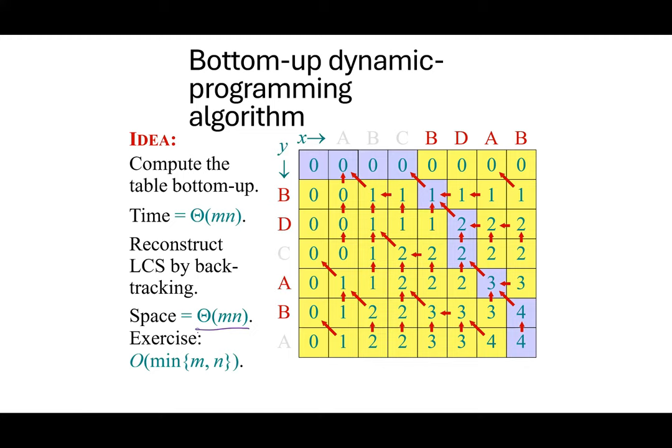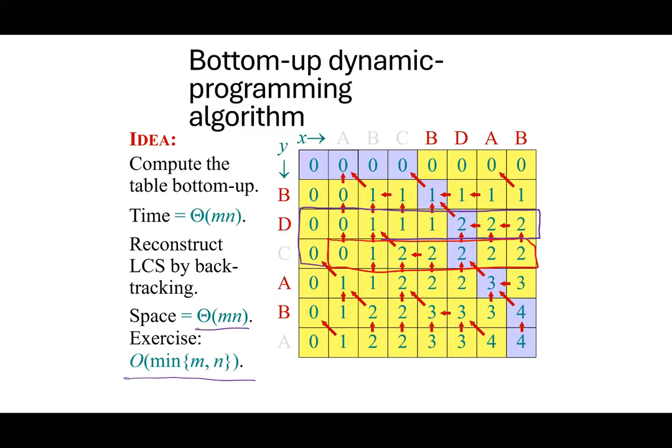Now, an exercise for everyone, or we will try to show it. We can actually reduce the space to order of the minimum of m and n. So this is an exercise for you. I'm just giving you a clue. I don't need to maintain this whole table. Just think about this. When I was filling up this portion, the only thing I needed was this part, right? I got all the values from this part. The same thing is for the next row. When I'm filling up this portion, I get all the values from only the previous row.